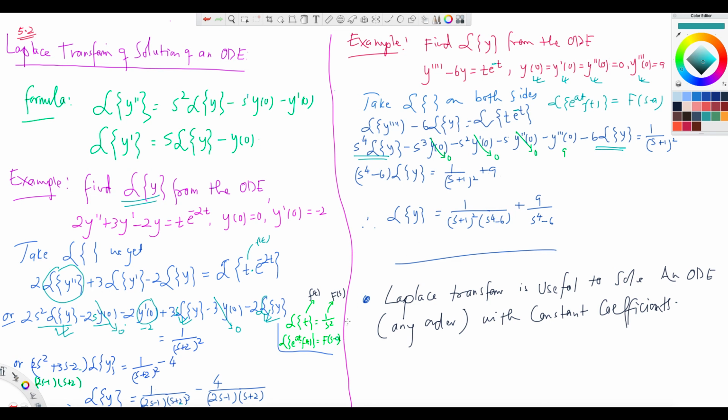Okay, so let us see the note. The Laplace transform is useful to solve an ODE of any order with constant coefficients. If the coefficients are constant, then you can use the Laplace transform to solve this. But so far we haven't solved it. We solved only for the Laplace transform of the solution, but later we will take the inverse Laplace transform for that one. Okay, all right guys.